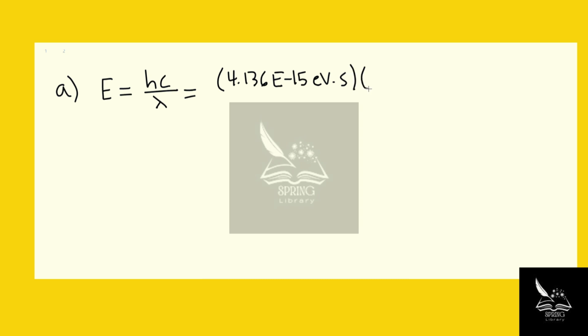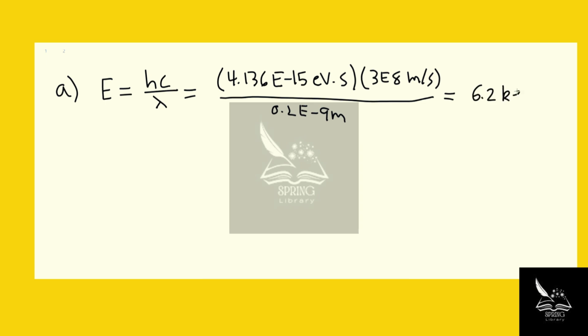Okay, for the first part, we need to get the energy of a photon. E is equal to hc over lambda. We can use Planck's constant in electron volts form, 4.136 e to the negative 15 electron volt seconds, multiplied by the speed of light, 3e to the 8 meters per second. And plugging in 0.2 e to the negative 9 meters for our wavelength, we will end up with a result of 6.2 kilo electron volts, or keVs.